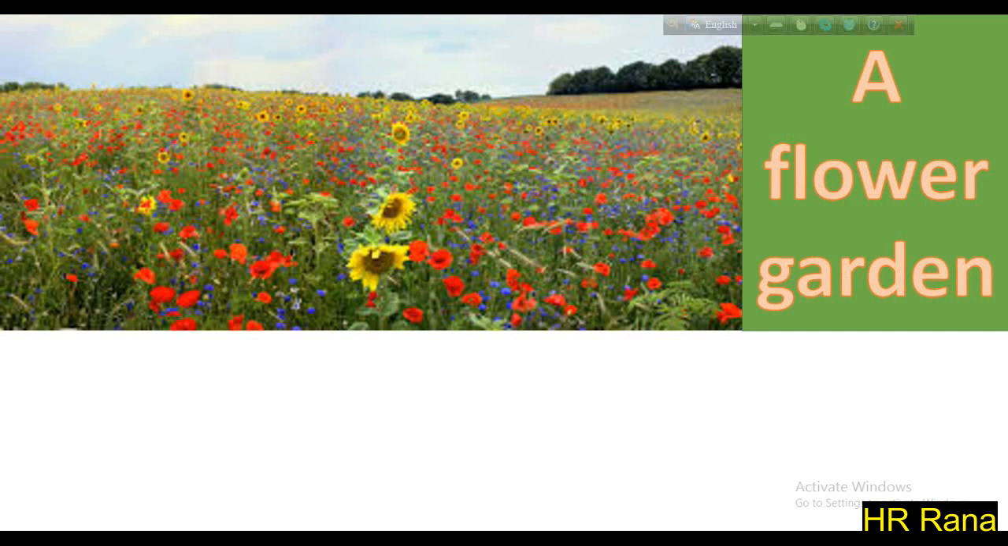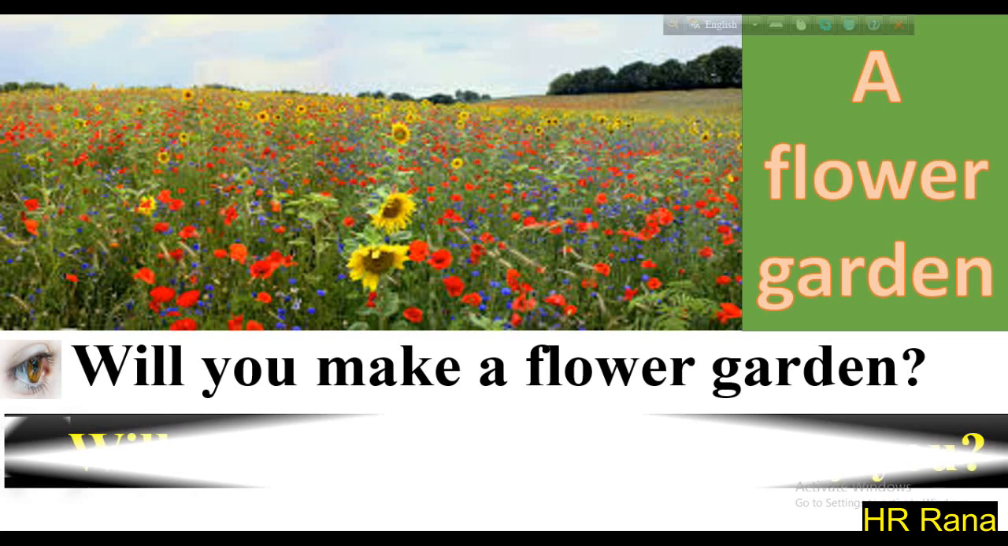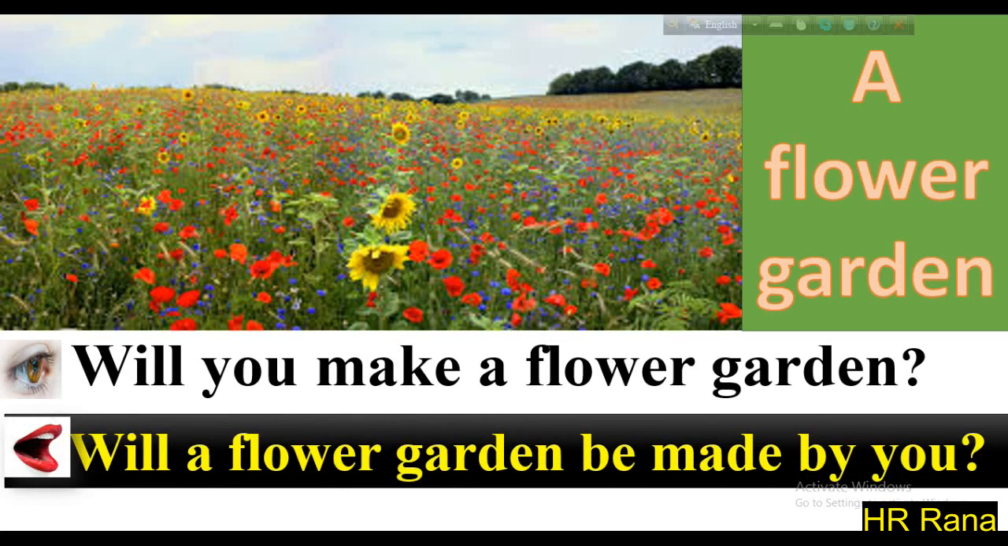A beautiful garden. I like flowers, so this is a flower garden. Look at the sentence. Will you make a flower garden? My dear students, if you find will or shall at first, then subject, then the base form of the verb, this is nothing but a future indefinite tense interrogative sentence. So will at first, then a flower garden as the object, then be, then the past participle form of the verb make, here made, and then preposition by, and then subject you, and an interrogation mark at the end. Okay, now look here, shall be or will be for future indefinite tense.